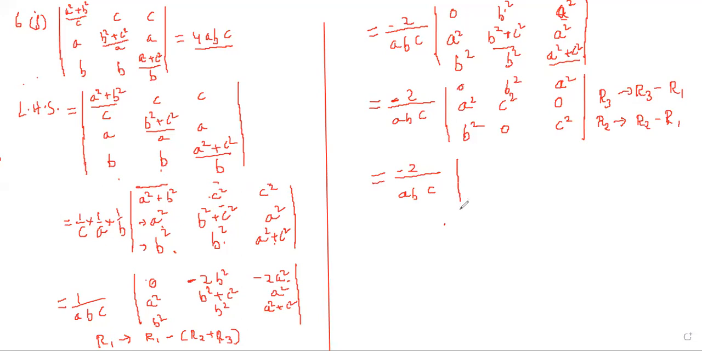Now what should we do? In earlier sessions, I have discussed these types of questions in which all the elements are different. We have to make them equal. So how to make them equal? If we multiply the second column b square, c square, 0 with a square, it becomes a square b square, a square c square, 0.